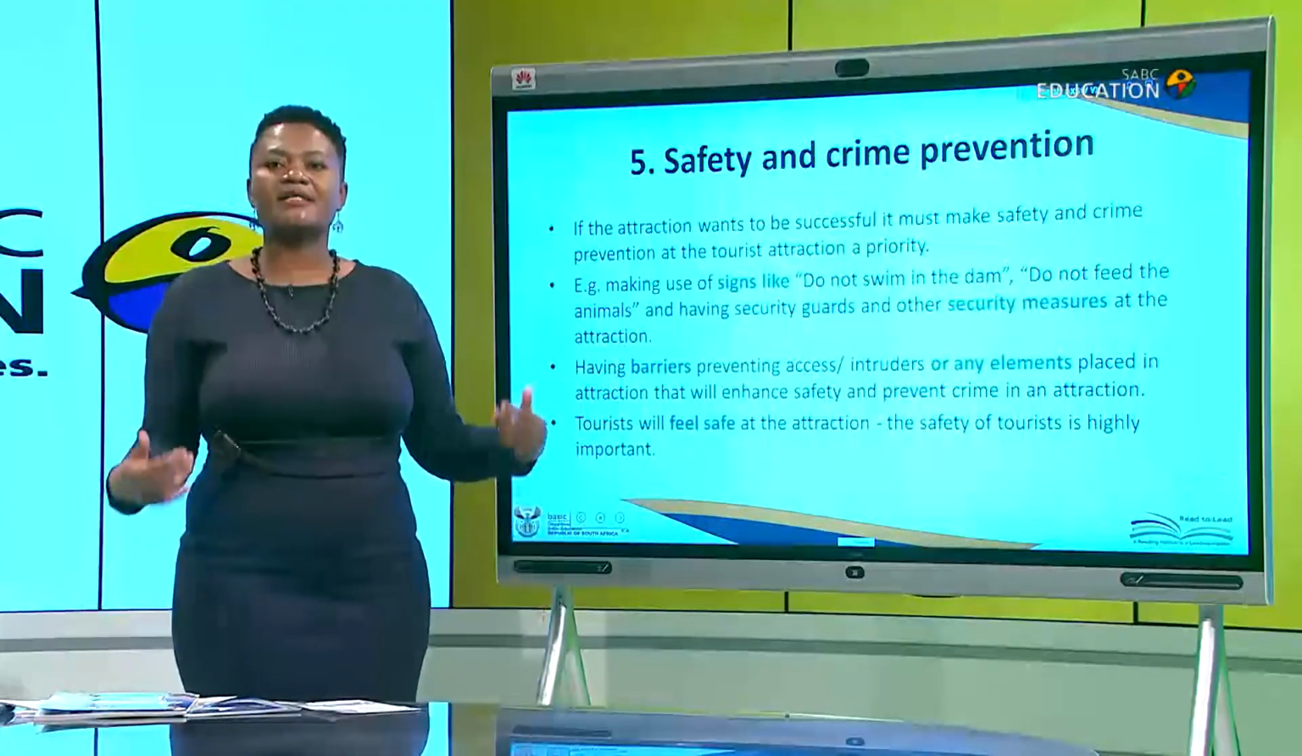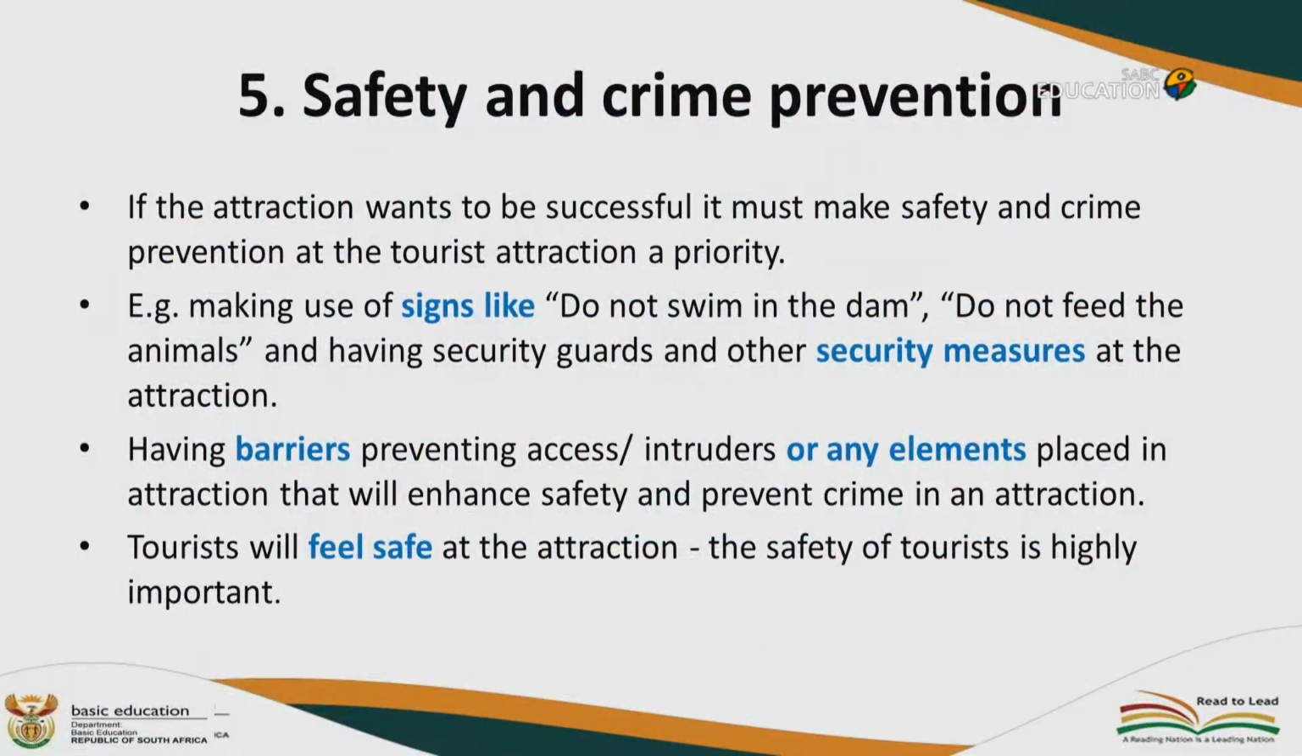The fifth one is safety and crime prevention. Safety and crime prevention is very important, guys, if you want your attraction to be successful. Remember, what are we doing? We are doing the factors that contribute to the success of a tourist attraction. If the attraction wants to be successful, it needs to make safety and crime prevention at the tourist attraction a priority. If you visit an attraction, guys, you want to feel safe. You want to see that there are measures there that relates to safety and crime prevention.